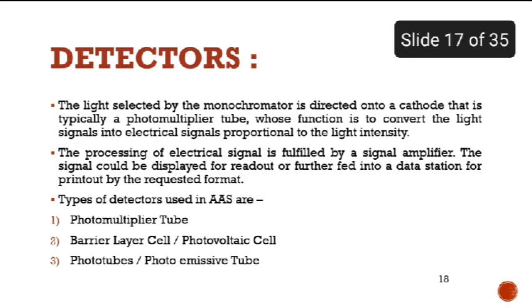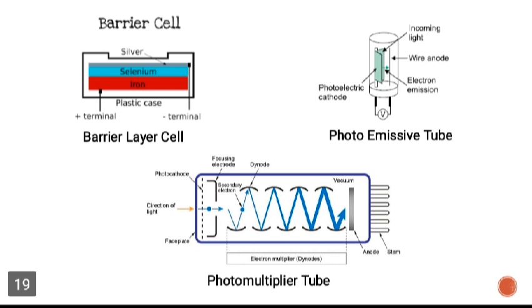Detectors. The light selected by the monochromator is directed onto a detector, typically a photomultiplier tube, whose function is to convert the light signals into electrical signals proportional to the light intensity. The processing of the electric signal is fulfilled by a signal amplifier. The signal could be displayed for readout or further fed into a data station for printout in the requested format. Types of detectors used in atomic absorption spectroscopy are photomultiplier tube, barrier layer cell or photovoltaic cell, phototubes and photoemissive tubes. The diagrams given are of detectors used in atomic absorption spectroscopy.